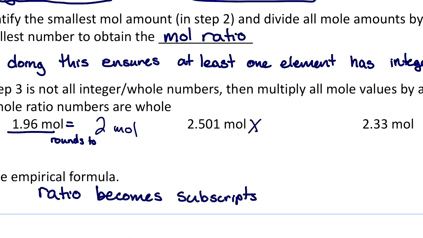So instead, we're actually going to multiply all those ratios we just got by 2, because when we multiply by 2, we get really, really close to what integer value? 5. Yes, so 5 moles. So don't round 2.5 to 3. We're not close enough to a whole number. We actually want to multiply by an integer.